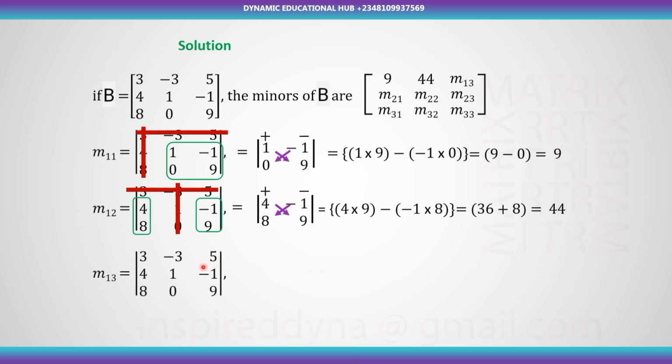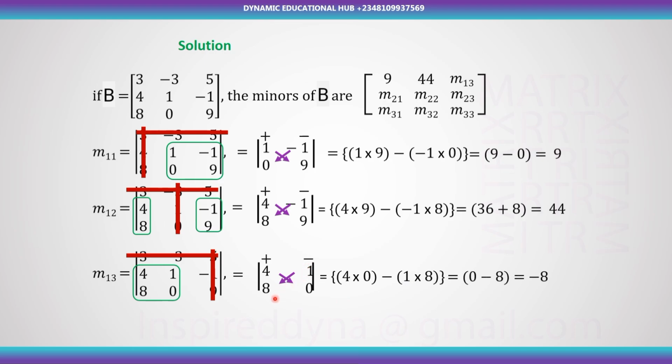The next one is this, M13. To solve it, you delete the first row, third column. You are left with these guys. Let's find the determinants. So do that, plus, minus, and you have 4 multiplied by 0 minus 1 multiplied by 8. 4 multiplied by 0 is 0. 1 multiplied by 8 is 8. So you are left with 0 minus 8. That gives us minus 8. Go back to this, minus 8.